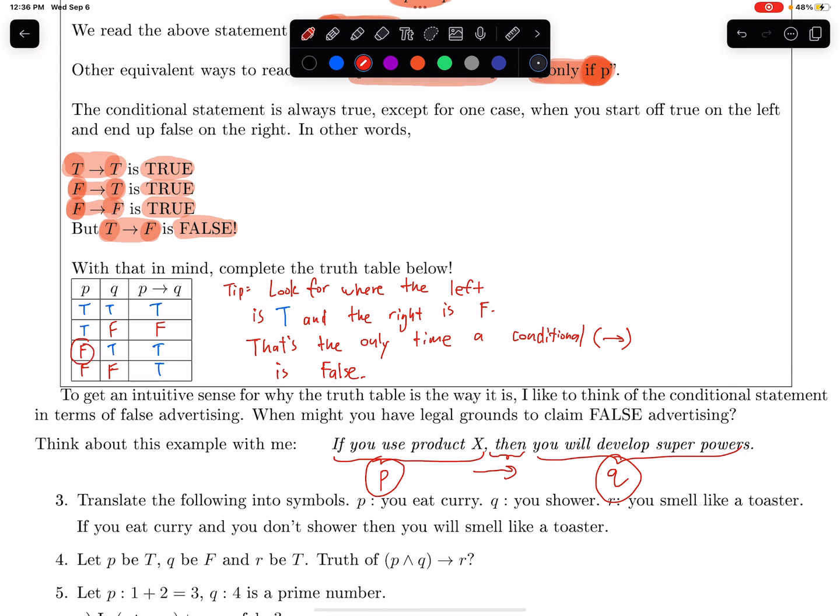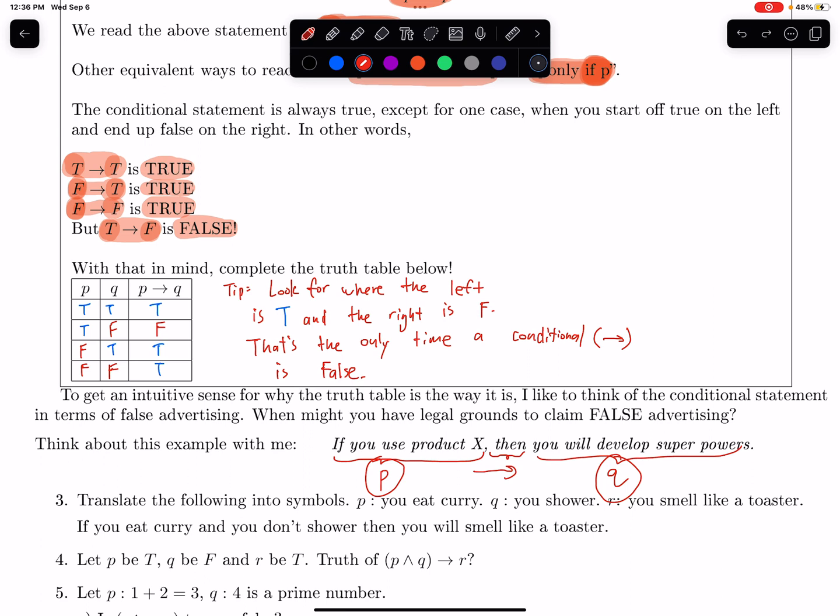Let's say I did not use the product and I somehow ended up with superpowers anyway. If you did not use the product, but you still got superpowers, would you claim false advertising? And the answer is, well, obviously not, because you got superpowers. And anyways, you didn't even use a product, right? The last case, if you did not use a product, so P is false, and you did not develop superpowers, so that's false too. Can you claim false advertising?